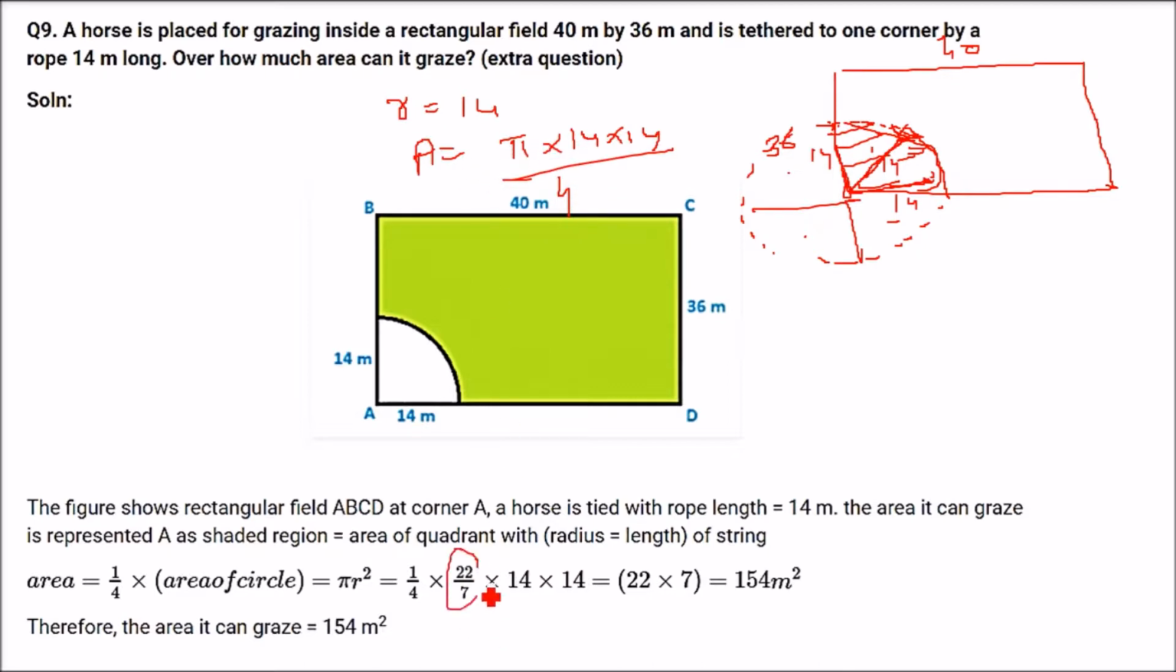Pi can be written as 22 by 7 if you want. So 1 by 4, pi is 22 by 7, 14 into 14. And this is going to be 154 meters square. So this is the area which the horse can graze. And this is the 1/4 part of the whole circle we are talking about. So we took the circle as pi r square, pi into 14 square, and we just divided it by 4.